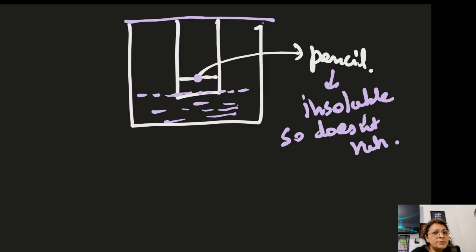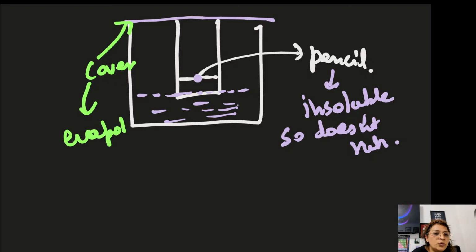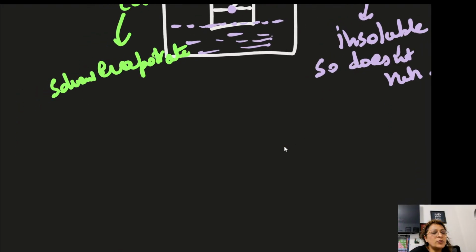So the solvent does not evaporate. The cover is needed so that the solvent does not go out and evaporate. Write the key terms correctly. The solvent that you are using should not be evaporating. Perfect. So this was about chromatography.